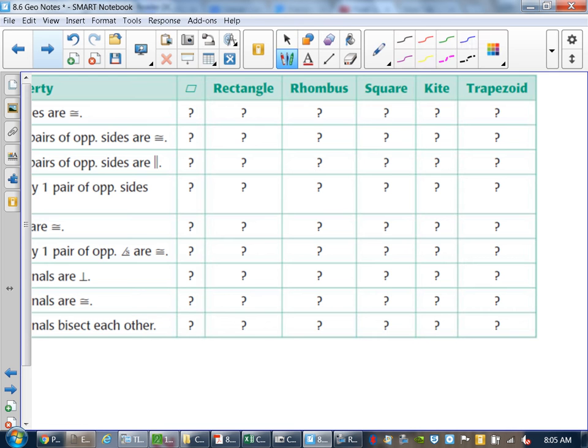What I'd like you to do is make an extra column at the end here and call it the isosceles trapezoid. Okay? I'd like you to make one extra column at the very end. Should have room on the edge there. Call it the isosceles trapezoid column and go through the same questions and see, will an isosceles trapezoid have any of those properties as well? Okay? Let's take about 5 minutes to see if you can figure it out and we'll check it.